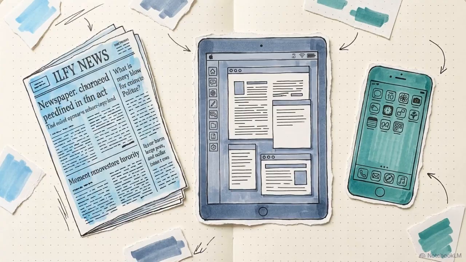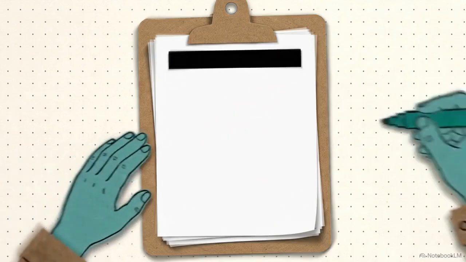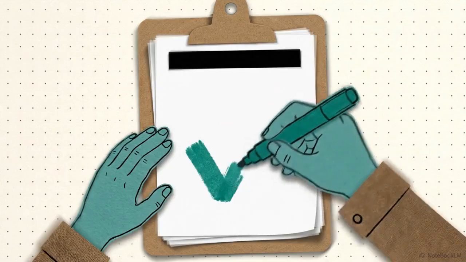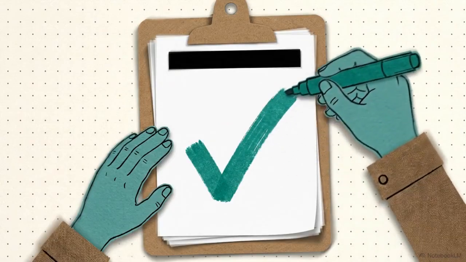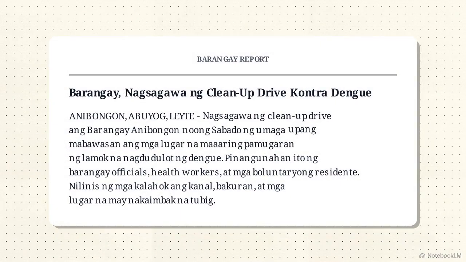Finally, the platform. Where the news is published is critical. An official barangay page, or a verified newspaper, carries a baseline of accountability that a random, anonymous social media account lacks. Pinning down these 4 elements frames the context and intention behind the media, allowing us to evaluate the report's baseline credibility.